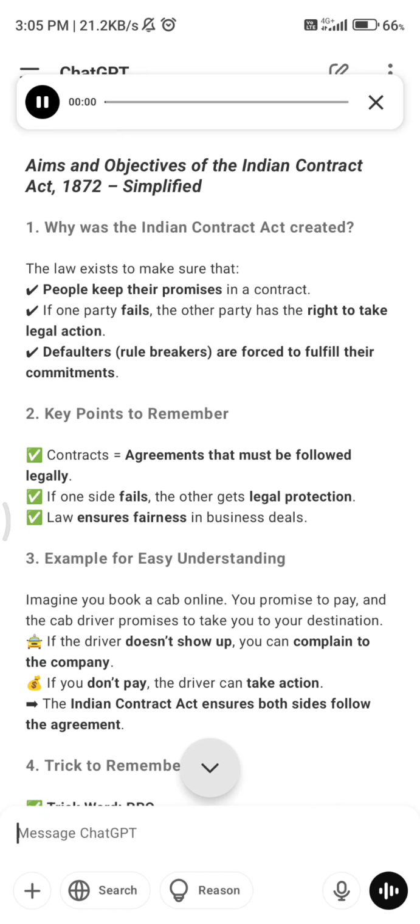Aims and objectives of the Indian Contract Act, 1872, simplified. 1. Why was the Indian Contract Act created? The law exists to make sure that people keep their promises in a contract. If one party fails, the other party has the right to take legal action. Defaulters, rule breakers, are forced to fulfill their commitments.